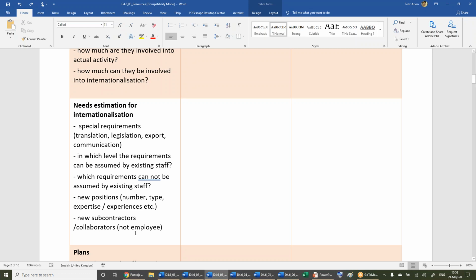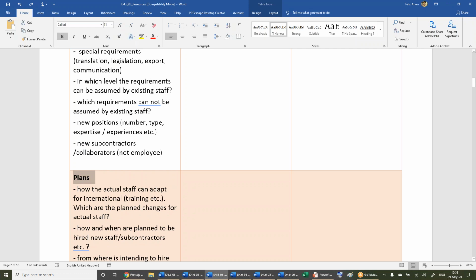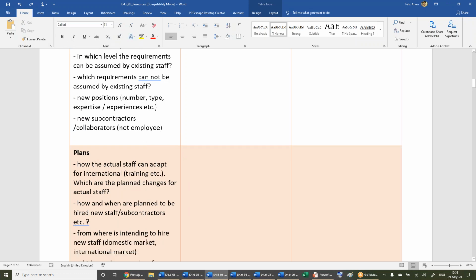If you are hiring for a new position, how many do you need? If you want to do it with your staff, what kind of training do you need? So that's just the need, an estimation of the need. And of course, based on the estimation of the need, you are looking for the plan. Because if you say, well, we will need 3 new positions, that means how you want to share the guys.